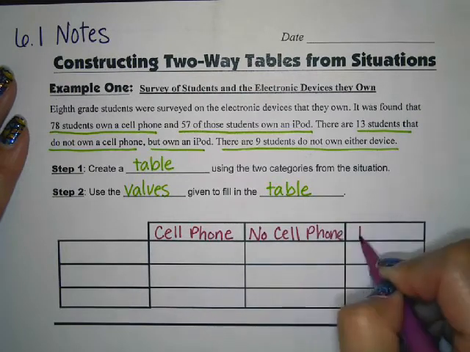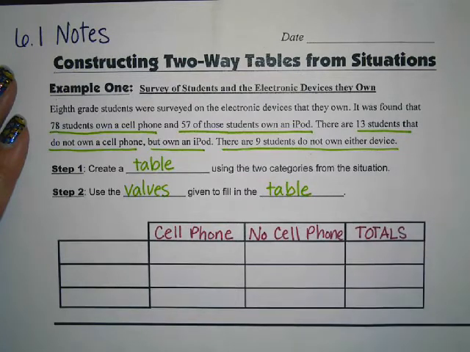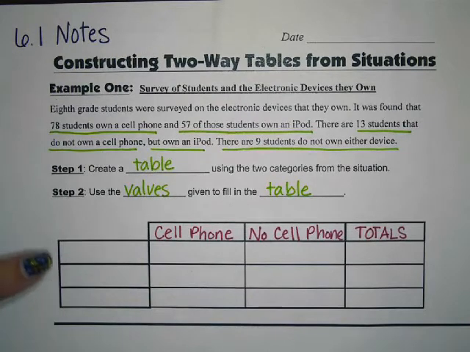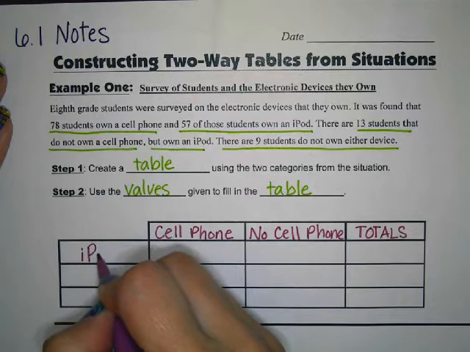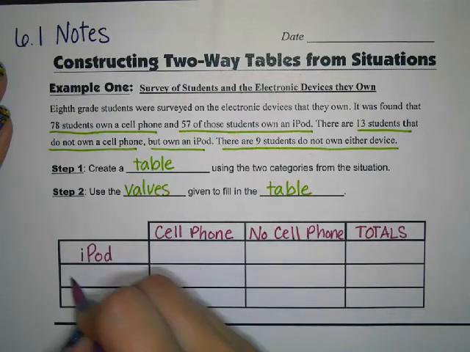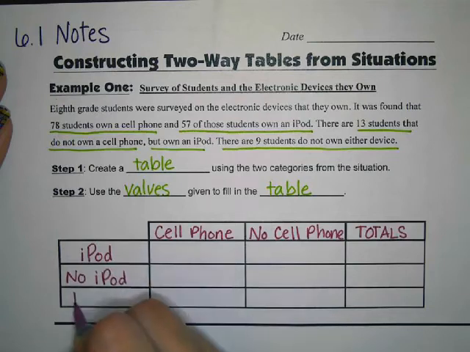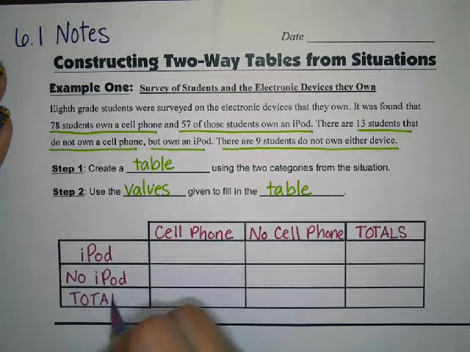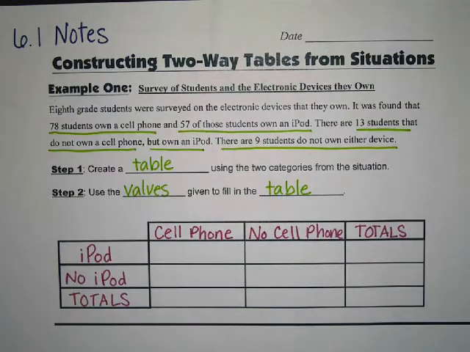We know the last one is always going to be our totals. And then the second piece of information we have is either they have an iPod or they have no iPod. So iPod and no iPod. And then we have our totals here. So now we can look back up at the situation and start filling in what we know already.